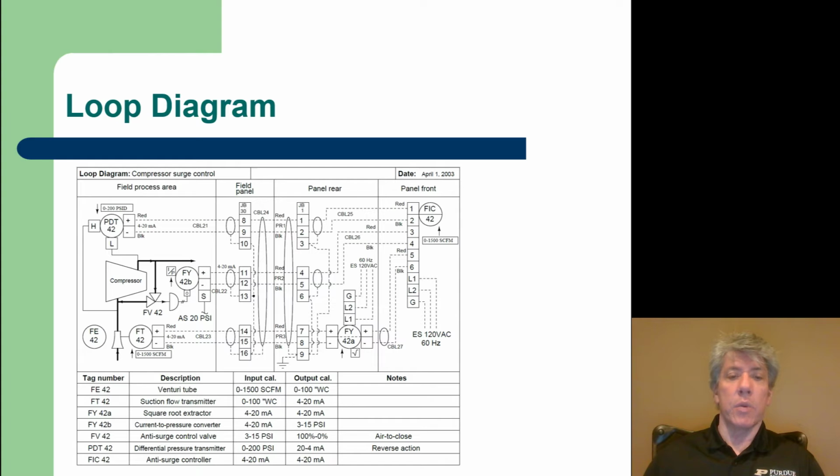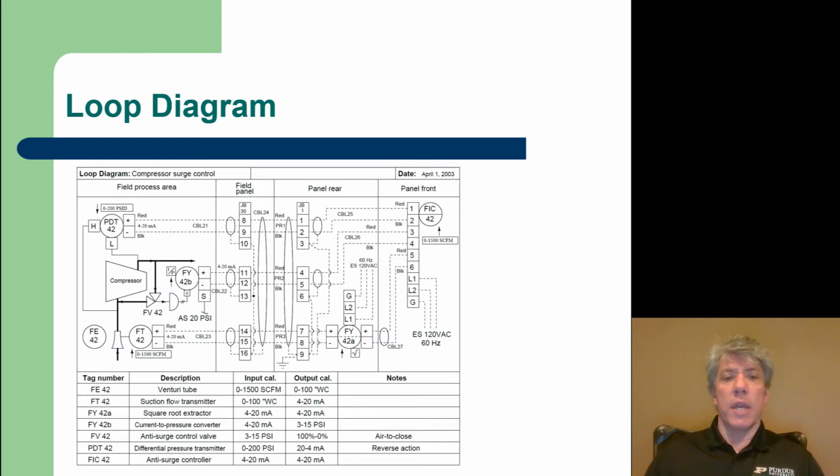FY42A? Well, it's a square root extractor. So F means a flow rate. Y indicates a relay. What they really mean is not a relay, but a function, a mathematical function. And it's taking the square root of the 4 to 20 milliamp signal. Why? Well, if you know anything about fluid flow, you know that when you cause a pressure drop in a pipe, the flow rate will be proportional to the square root of the pressure drop. That's just a principle from flowing fluids, from fluid mechanics, really.